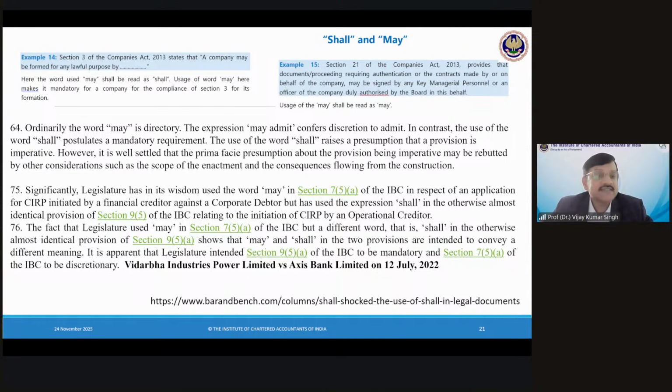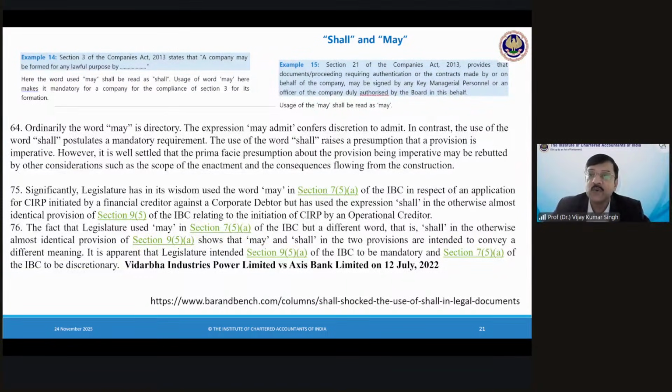The legislature has in its wisdom used the word may in section 7(5)(a) of IBC in respect of an application for CIRP initiated by the financial creditor against a corporate debtor, but has used the expression shall in the otherwise almost similar provision under section 9(5) relating to initiation of CIRP by an operational creditor. So we can see there is a distinction between operational creditor and financial creditor. The fact that the legislature used may in section 7(5)(a) of the IBC, but a different word, that is shall, in the otherwise almost identical provision, shows that the two provisions are intended to convey a different meaning. And it is apparent that the legislature intended this to be mandatory and this to be discretionary.